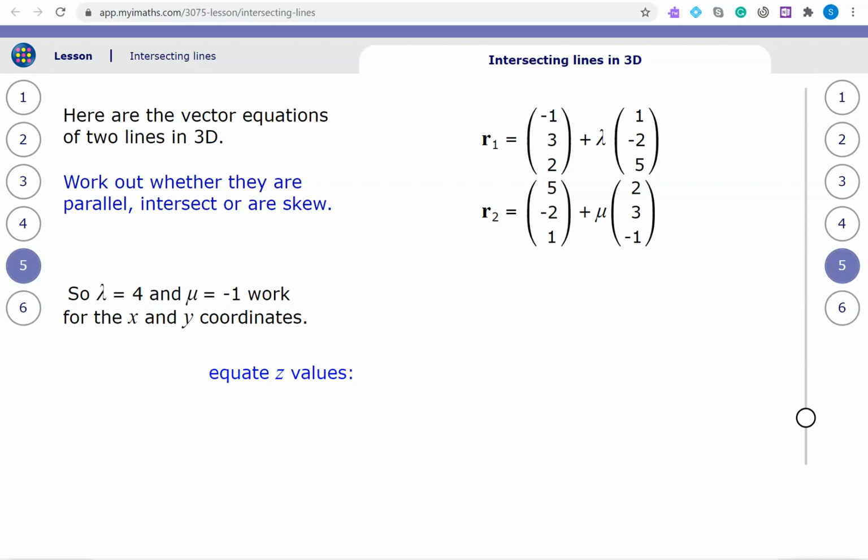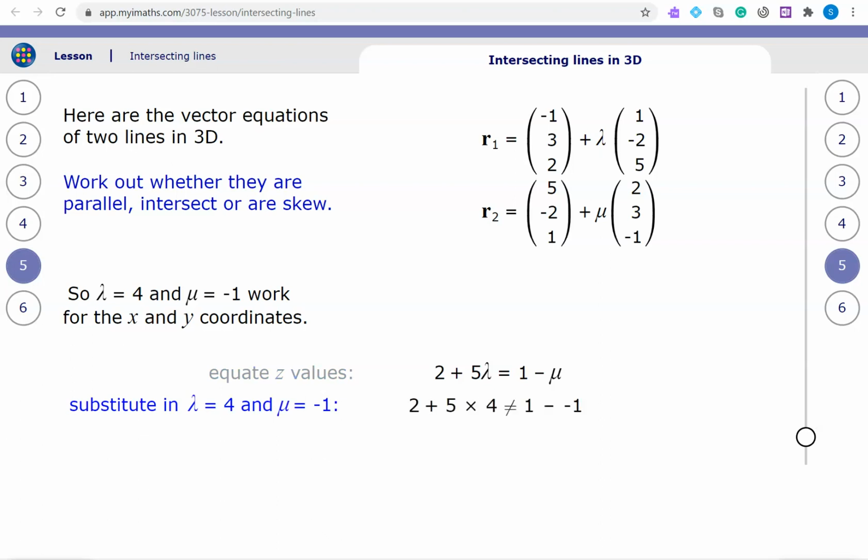But what happens if I go and try those values out on the z values? So the z values: 2 plus 5 lambda equals 1 minus mu. If I make lambda equal to 4 and mu equal to minus 1, then my left-hand side is going to come up as being 22. My right-hand side is going to come up as being 2. The two sides are not the same.